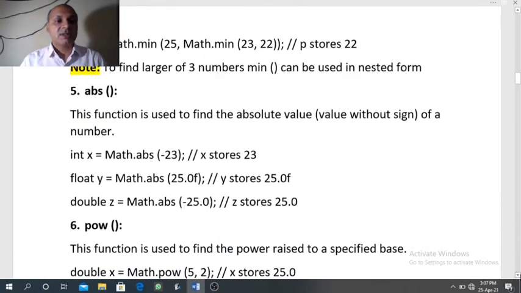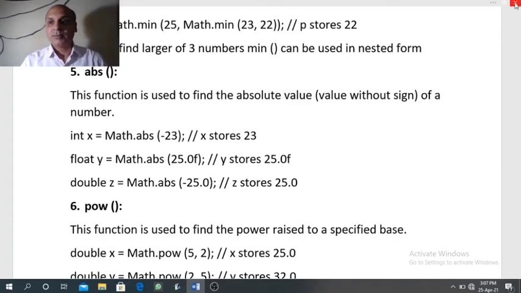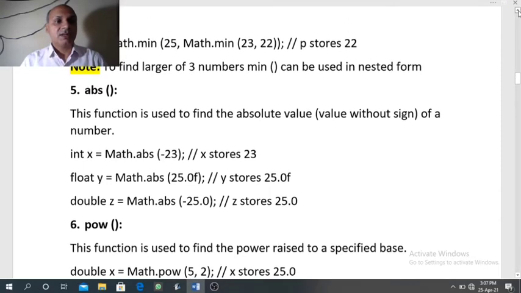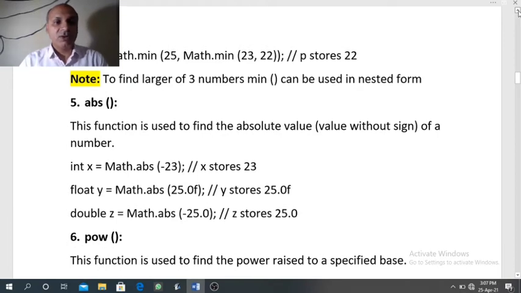Now the next function, ABS. The ABS function is used to return the absolute value of a number. Absolute value of a number is nothing but the mod value that we have studied in mathematics. Mod of 5 is 5, mod of minus 5 is also 5. So the mod function returns the same value but ignoring the sign. The same thing is done by the ABS function. It returns the same value, it just ignores the sign.